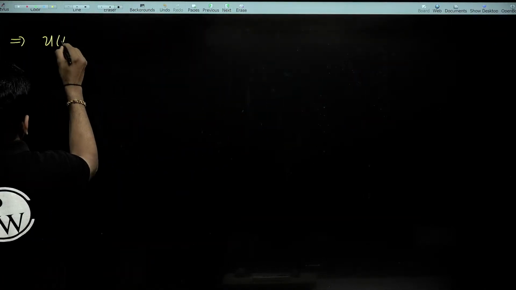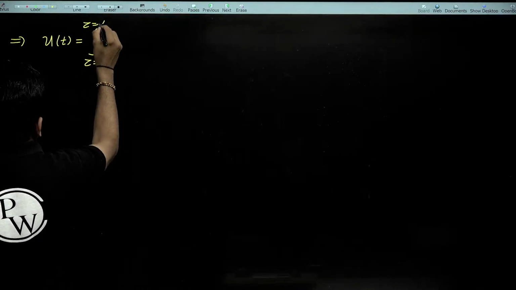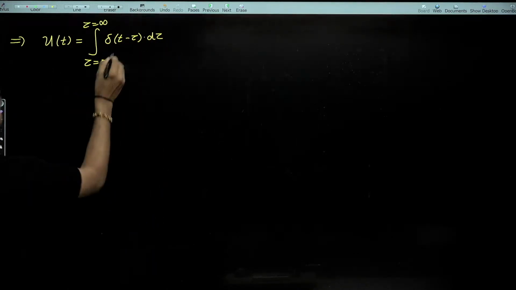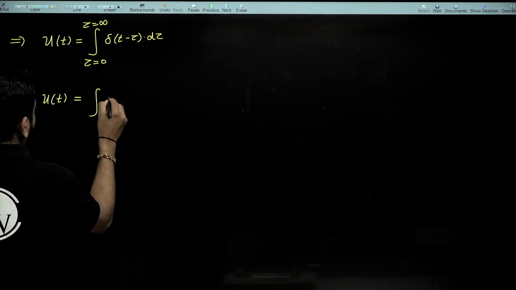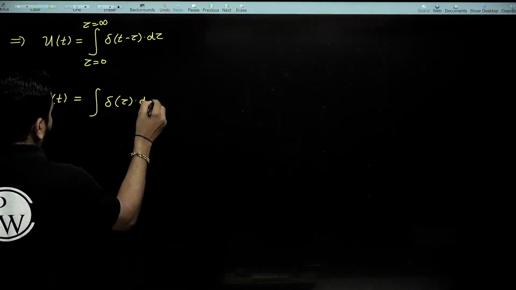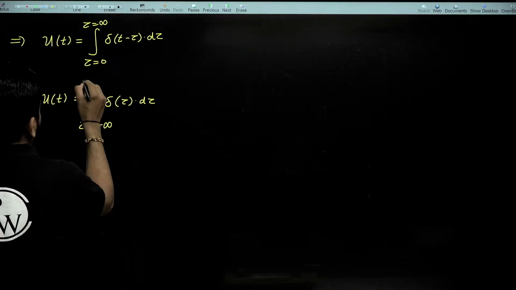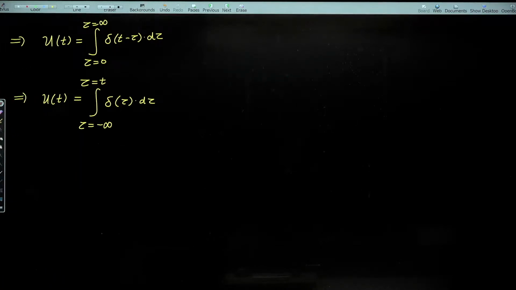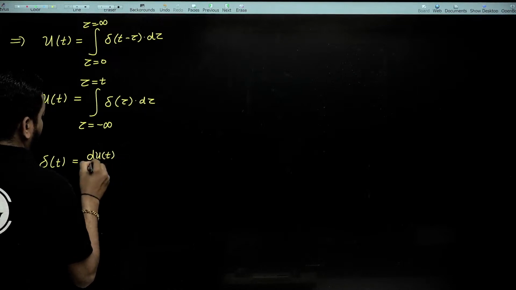You remember u(t), integration with tau from 0 to infinity of δ(t − τ) dτ, and then with t − τ equal to λ, in one more form you will get q(t) equal to the integral of δ(τ) dτ. In this case, tau is from minus infinity to t, and the differentiation of this one, δ(t), is nothing but the first order differentiation of the step function.